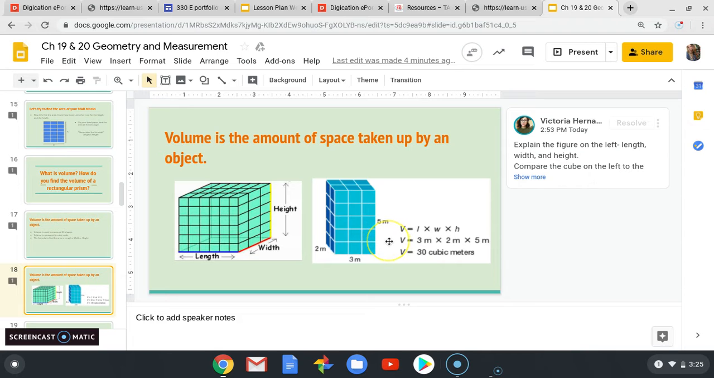Now let's count the height. 1, 2, 3, 4, 5. So 3 meters times 2 meters times 5 meters. You need to write that down. And you can simply do the multiplication. 3 times 2, 6. 6 meters times 5 meters is 30 cubic meters.